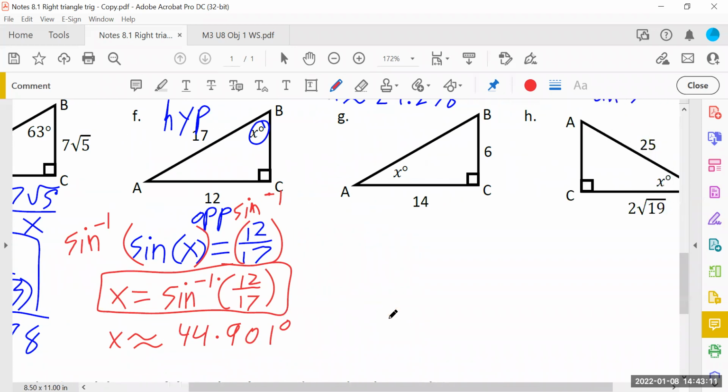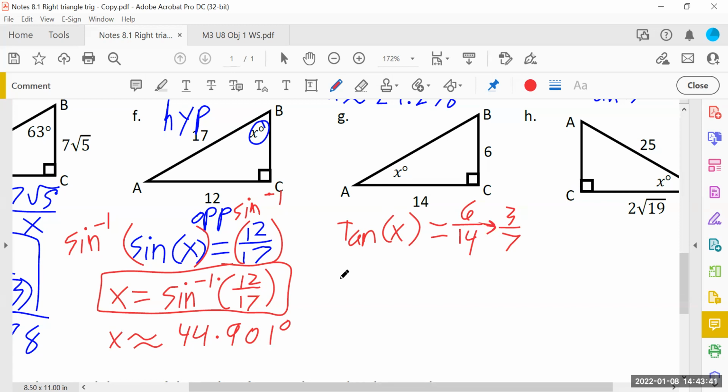Next one, same exact thing. You're going to use the inverse of whatever function you've got here. So for this one, it looks like I'm dealing with tangent since I have the opposite and adjacent sides. So tangent of x is going to equal opposite over adjacent, 6 over 14. You can reduce that if you want to. And if you're going to leave your answer as the exact one, you probably want to write this as 3 over 7 then.